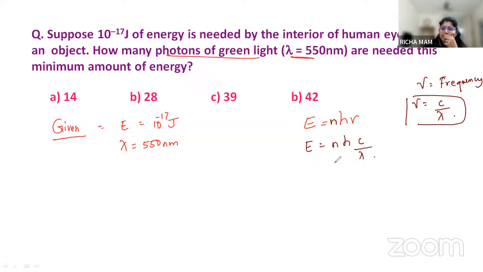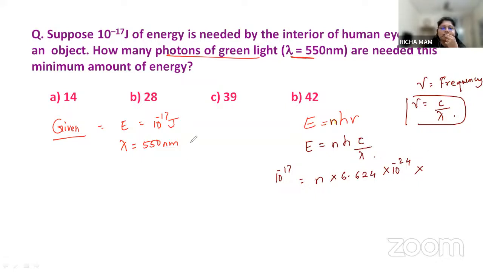Okay, now let us put the values. E is the energy, that is 10 raised to minus 17. We have to find the N. What is H? H is Planck's constant. The value is 6.624 into 10 raised to minus 24. And C is what? Does anybody know what C is?